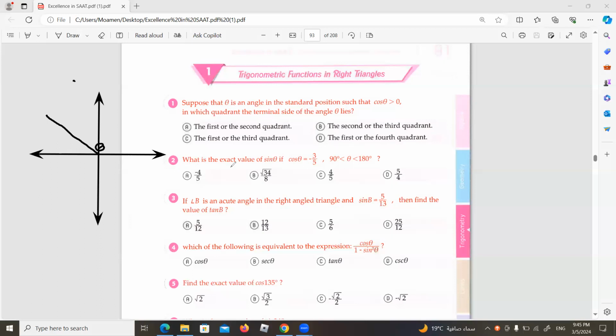Mister, when we work here, draw a triangle? Mister, you have to write this? No, no need, just draw a triangle. Name any angle as theta. Yes. And this is 90.